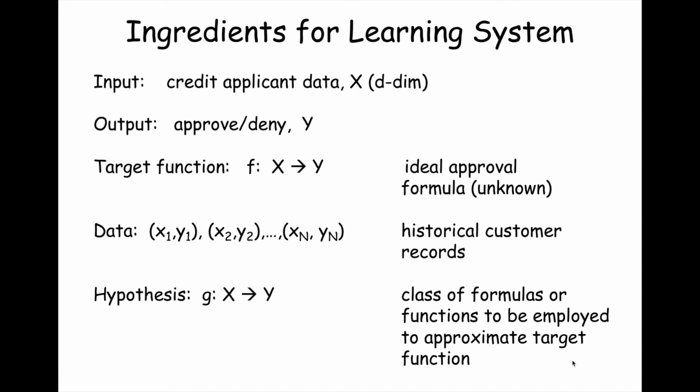And so you have historical data. These are all of the customer records associated with people who have submitted credit applications to the bank and for whom a decision has been made, whether they're approved or denied. And then you also have a hypothesis set. Okay. All right. You have a class of formulas, and you hope that this class of formulas is going to approximate this unknown target function, which was the entity that provided these +1, -1 labels associated with your historical data.